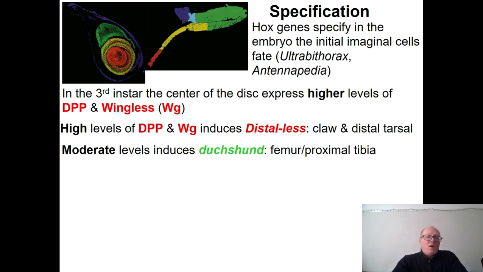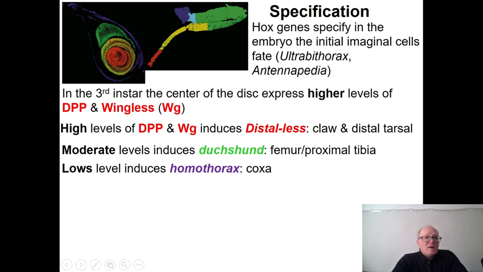Moderate levels of Dpp and Wingless are necessary for expression of Dachshund, and you can see the expression of Dachshund here in green in the imaginal disc, and here in the leg that is formed from the imaginal disc. And the region that expresses Dachshund corresponds to the femur and proximal tibia.